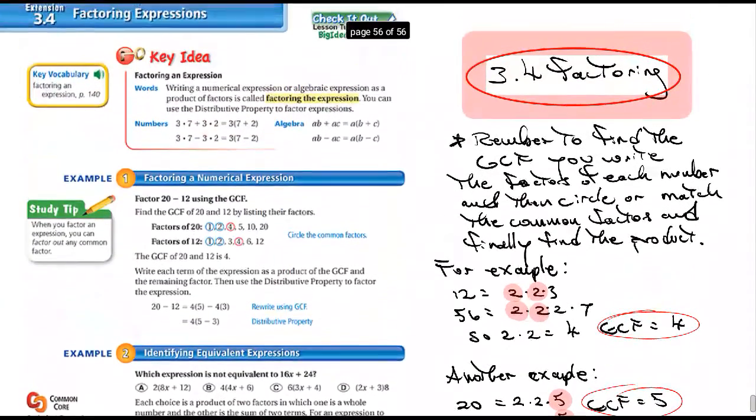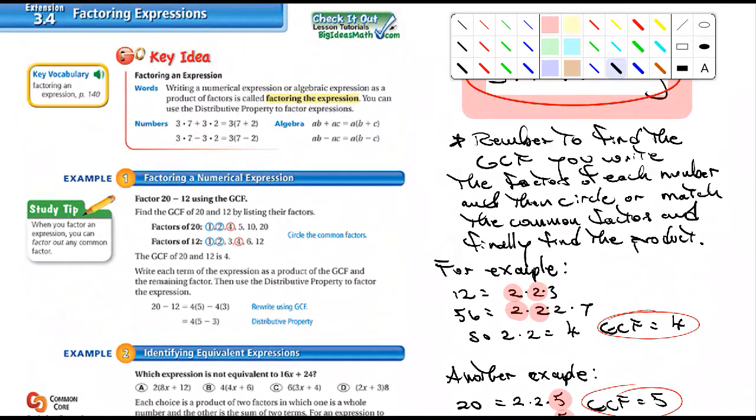So going back to the example, 12 is 2 times 2 times 3, and then 56 is 2 times 2 times 2 times 7. You'll notice that they each have two 2's, and 2 times 2 is 4. So the greatest common factor of 12 and 56 is 4. In other words, the largest number that is going to go into 12 and 56 evenly is 4. This should be jogging your memory.